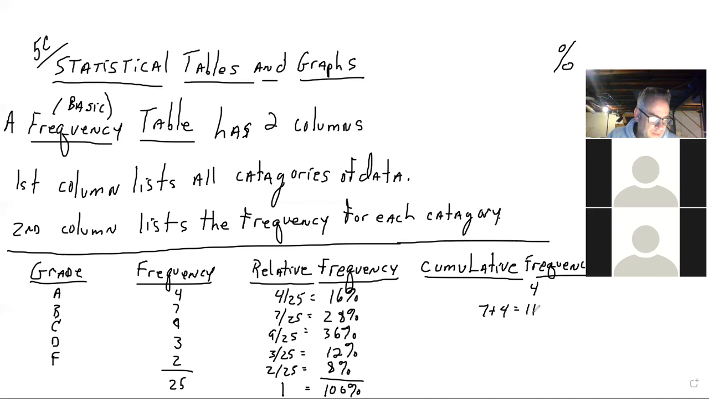So the next one would be 11. The next one after that would be adding on the 9, and so 9 plus 11 is 20. The next one would be 23, because you would be adding on the 3. And the last one, of course, would be 25 for a total. And so this last number in the column would be the total. And again, that's referred to as cumulative frequency. All right. Any questions thus far?